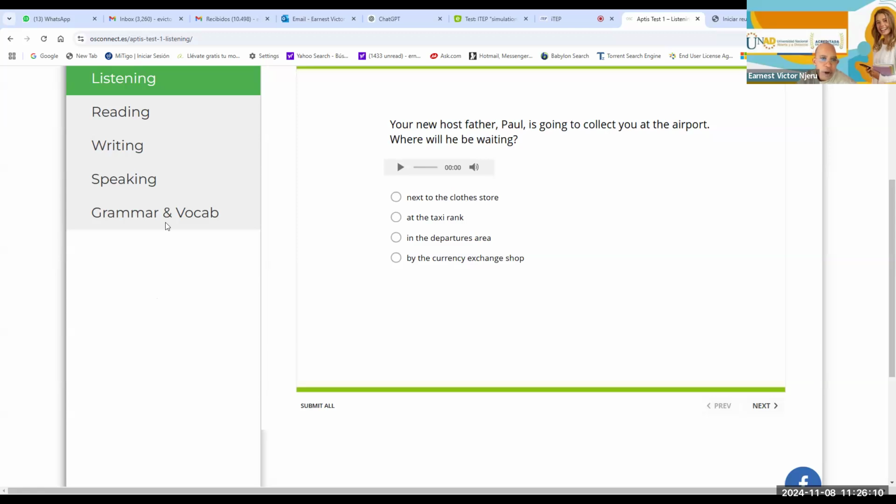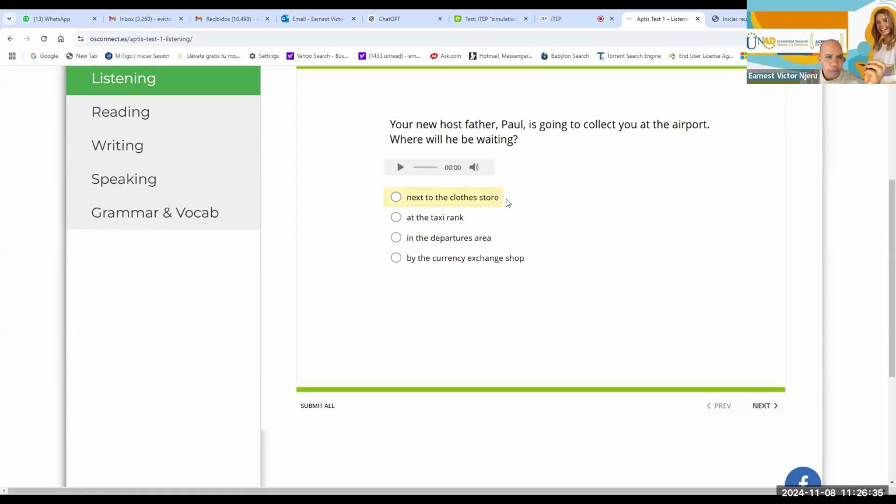So let's check here the question. They tell us, your new host father, Paul, is going to collect you at the airport. Where will he be waiting? So teachers, as we are talking, let's try to identify some of the possible answers even before we listen. They say, next to the clothes store. Is it possible to find this place in the airport?